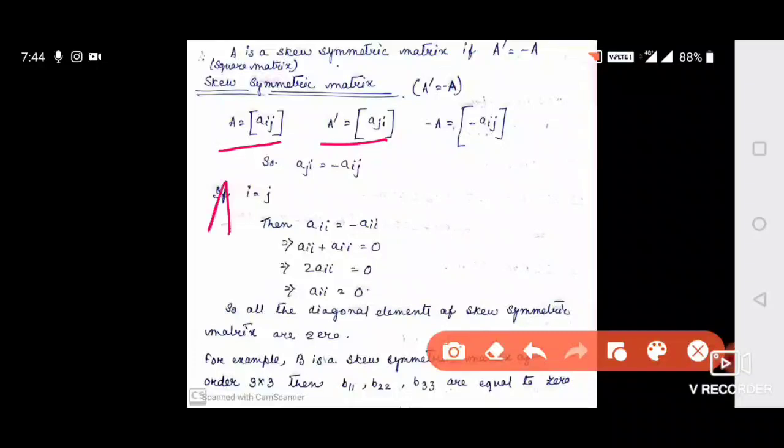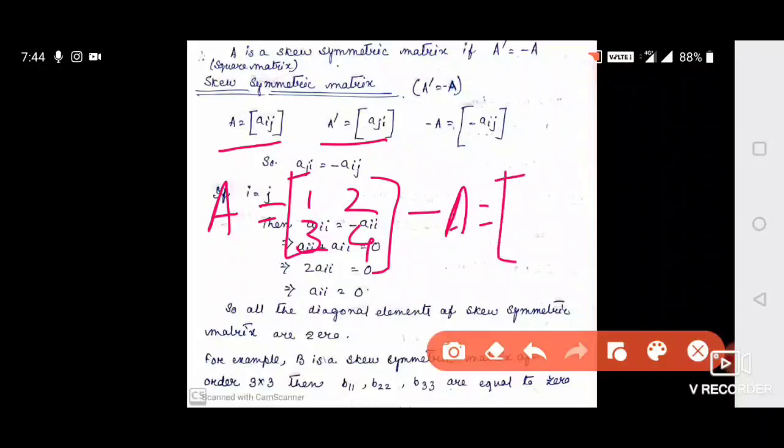Now since A was 1, 2, 3, 4, then minus A will be minus 1, minus 2, minus 3, minus 4. Minus A means the matrix A is multiplied by minus 1. So each element of A will be multiplied by minus 1. So minus A will become like this.